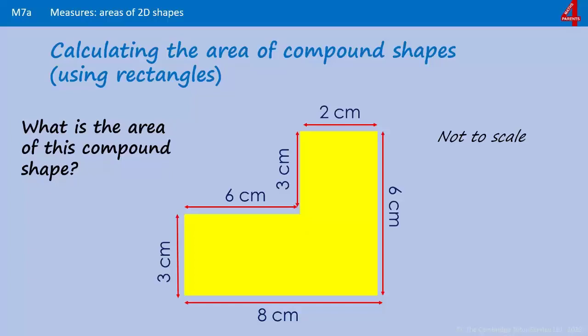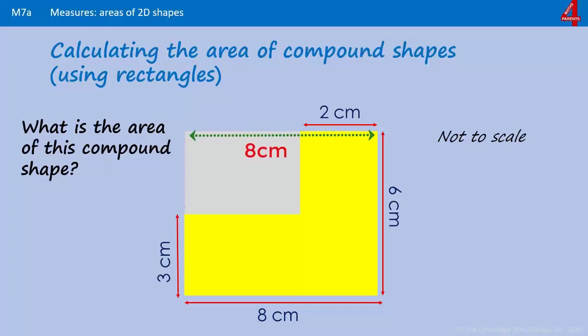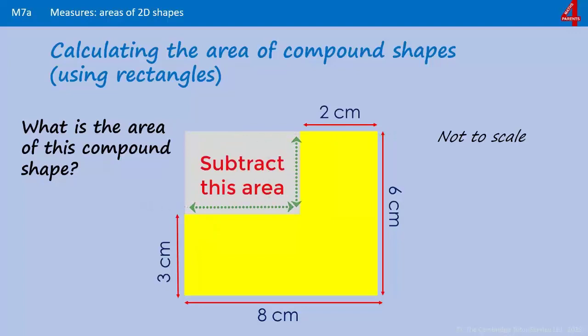So we have a compound shape here, and the base is 8 centimetres and the total height is 6 centimetres. There's a little bit missing there. What some people like to do is say, I'm going to treat this as if it's an 8 centimetre by 6 centimetre rectangle, and then I'm going to find the area of the missing bit and take that away. And that works really well for some, but for a lot of people, having to use subtraction just adds an element of confusion.